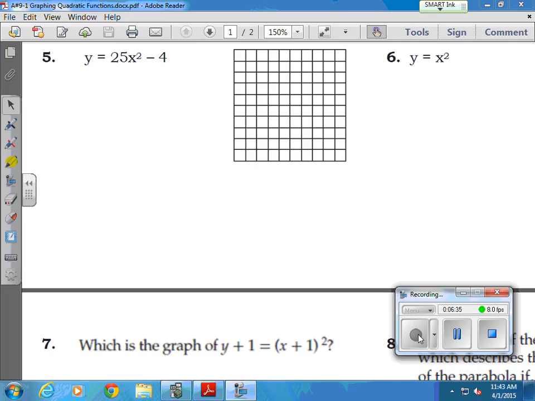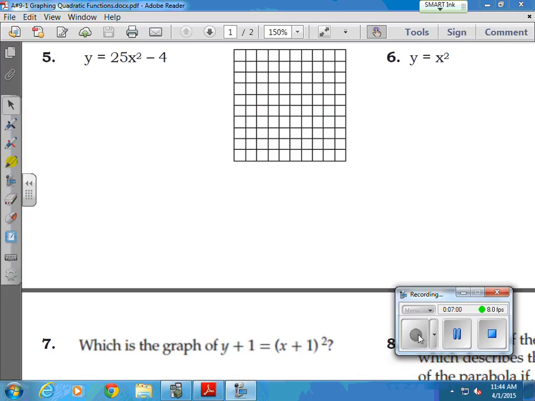All right, looking at number 5. When we did the notes, remember what happened when the coefficient on our squared term got bigger? When the coefficient got bigger, it got tight, it got skinnier. The whole parabola got real skinny. So 25 is a pretty big coefficient. What made it fatter?